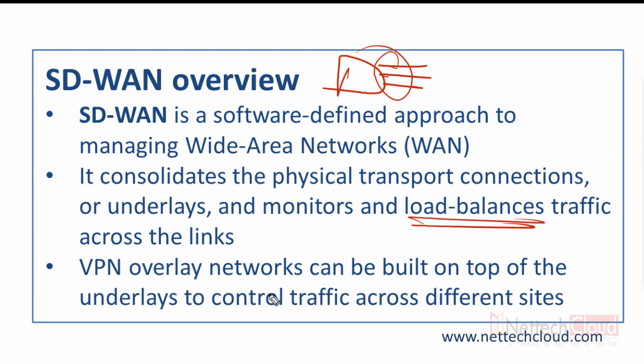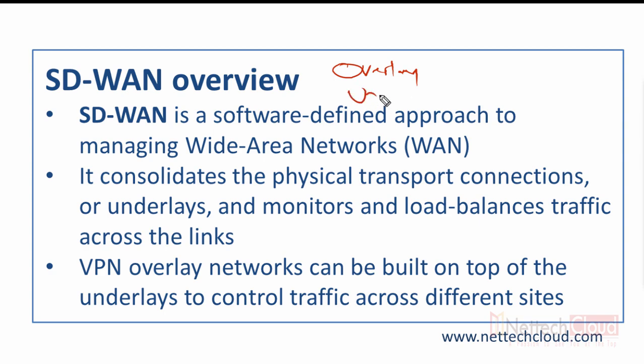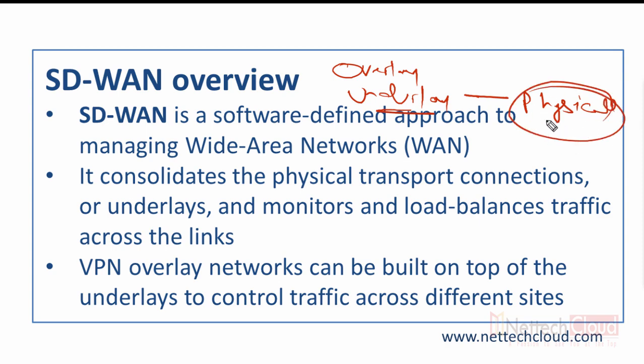VPN overlay networks can be built on top of the underlays to control network traffic across different sites, and I'm sure you now understand overlay and underlay. Underlay means your physical connection, like the internet, leased line connection or any other connection, and overlay means virtual connection. Virtual, for example, here an IPsec tunnel, right? IPsec is just one example. Overlay could be your GRE tunnel, any other tunnel. So here overlay means your IPsec tunnel, underlay means physical connection, transport.